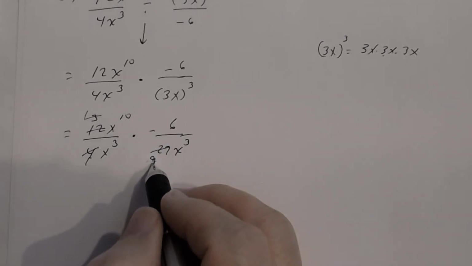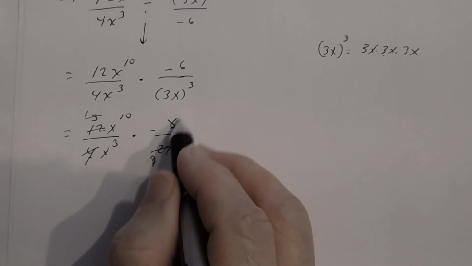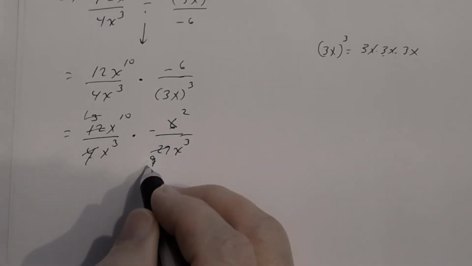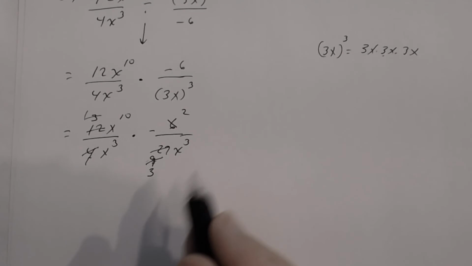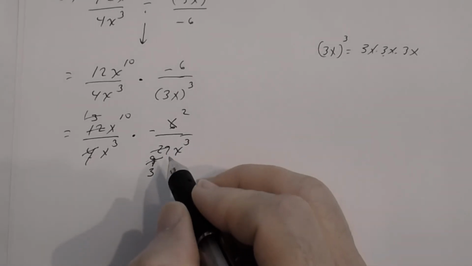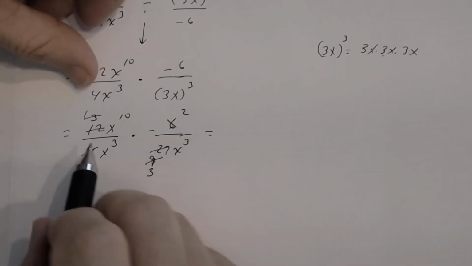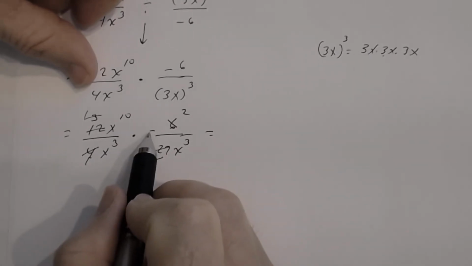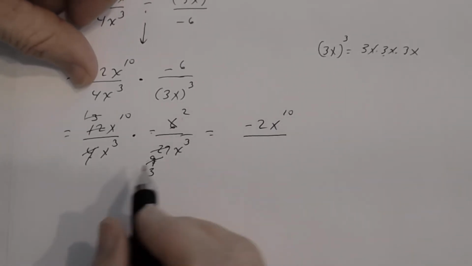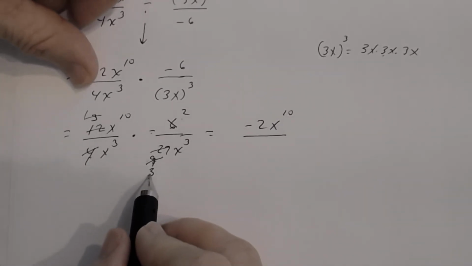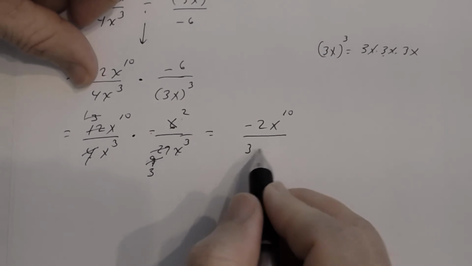So 9 and 6 both have 3 in common. So 3 divided into 6 is 2, and 3 divided into 9 is 3. And so that looks like that's all we can do in terms of these numbers. So you see, it became messy, right? And I didn't even deal with the x's yet. So now I'm going to multiply this next. So I'm going to get 1 times x to the 10th times a negative 2. So that's a negative 2x to the 10th. Okay? The denominator, that is 1 times x cubed times 3 times x cubed. So remember, x cubed times x cubed is x to the 6. So this will become 3x to the 6.